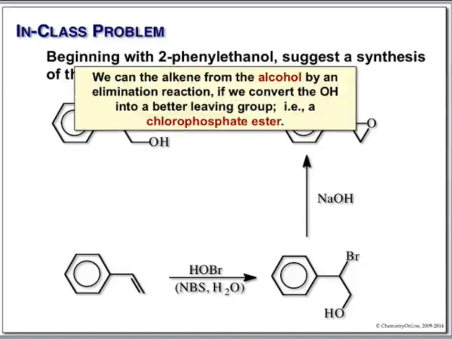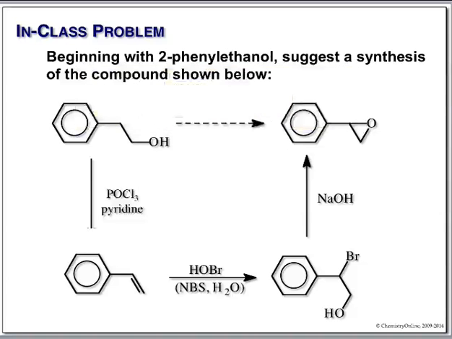So, to go from here to here, simply take POCl3 and pyridine, and we make the alkene. E2 elimination.